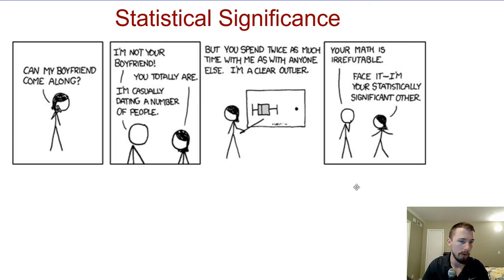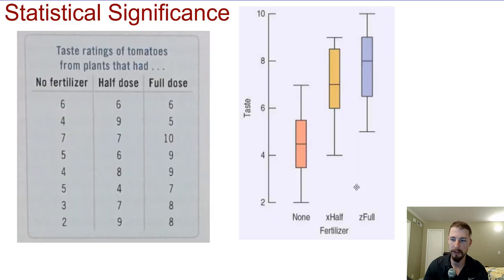All right, so can my boyfriend come along? I'm not your boyfriend. You totally are. I'm casually dating a number of people. But you spend twice as much time with me as anyone else, so I'm a clear outlier. Your math is irrefutable. Face it, I'm your statistically significant other. Oh, that's great for a statistician, because statistically significant is what we're all getting about. Is the evidence so much better that it's statistically significant for that sample size, and then significant others, it's the play on words.